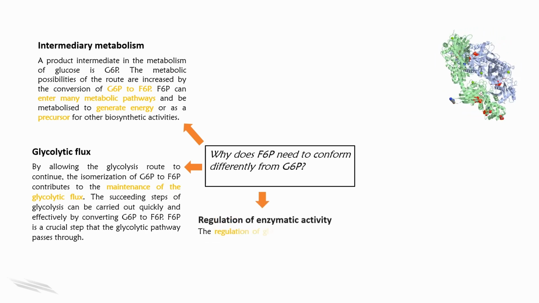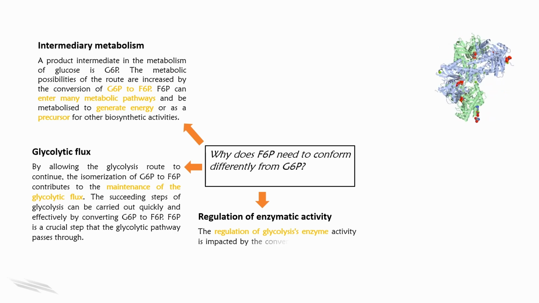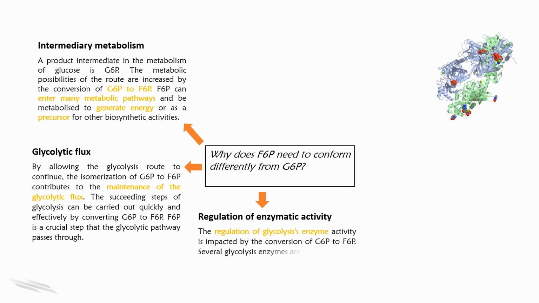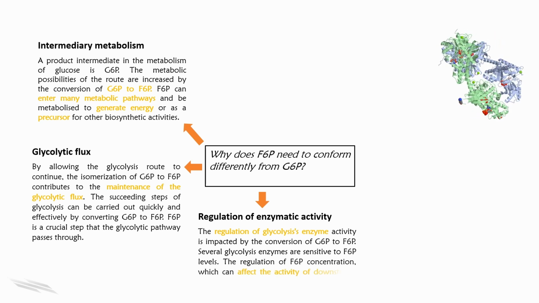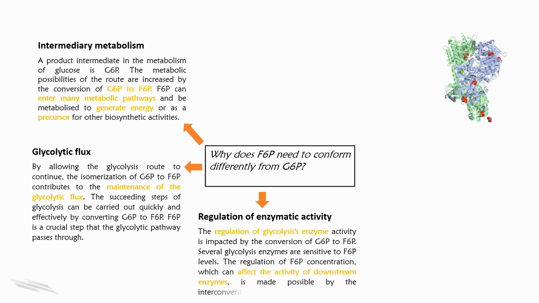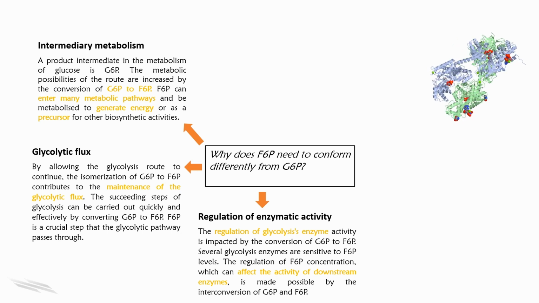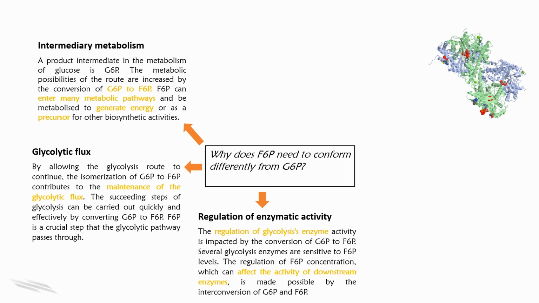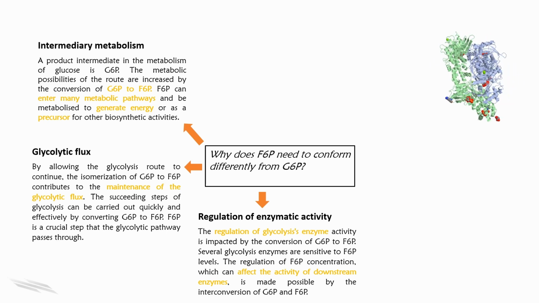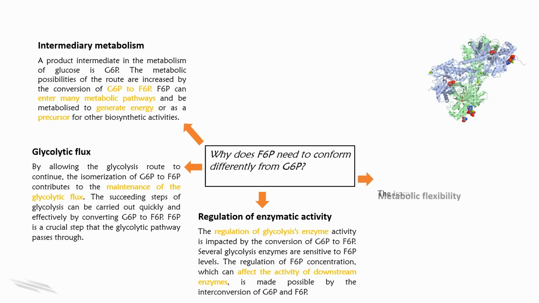Regulation of enzymatic activity. The regulation of glycolysis's enzyme activity is impacted by the conversion of G6P to F6P. Several glycolysis enzymes are sensitive to F6P levels. The regulation of F6P concentration, which can affect the activity of downstream enzymes, is made possible by the interconversion of G6P and F6P.